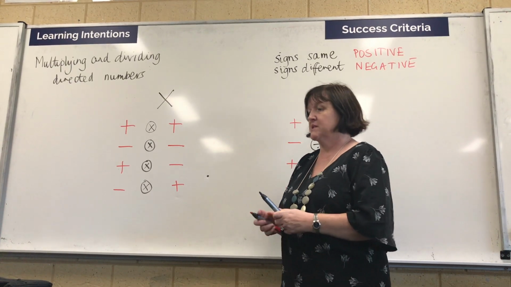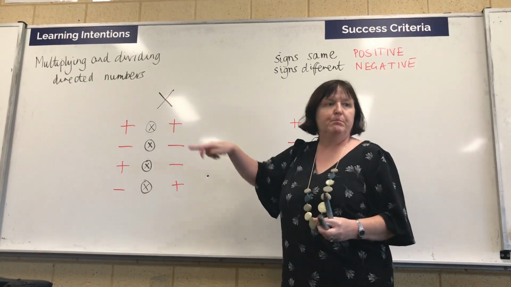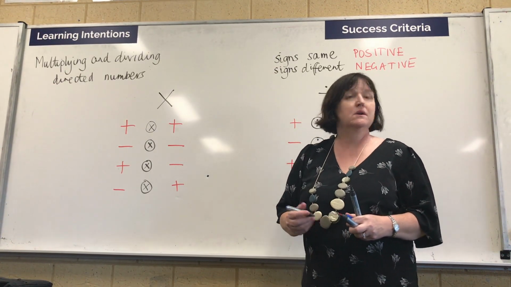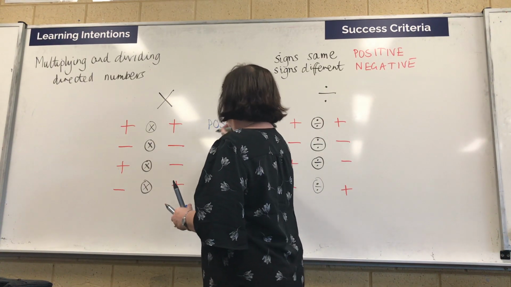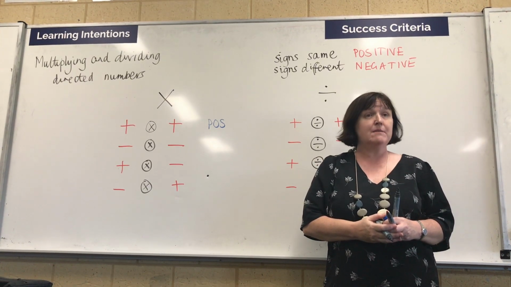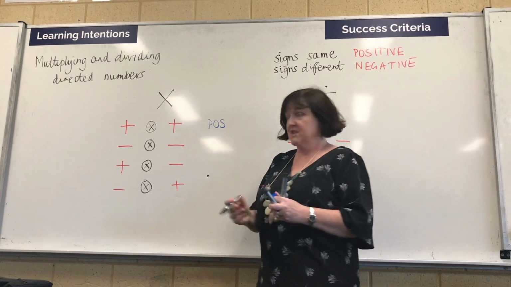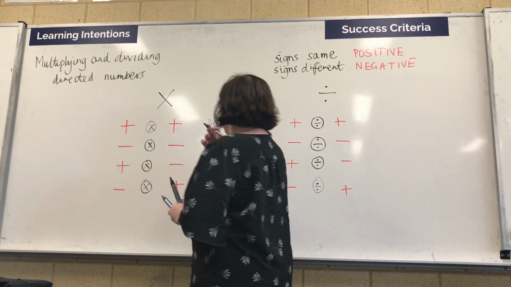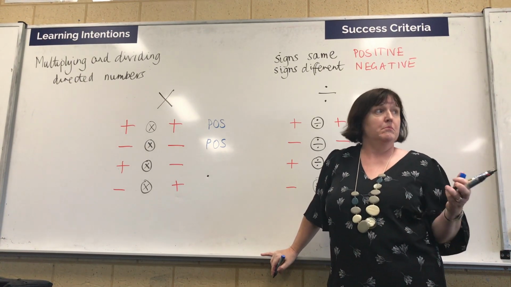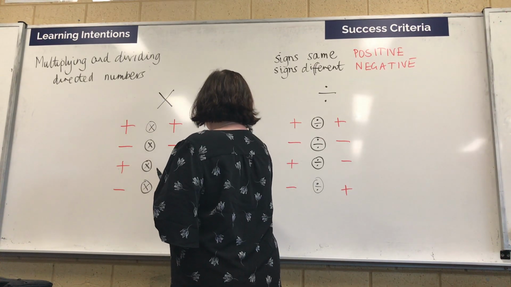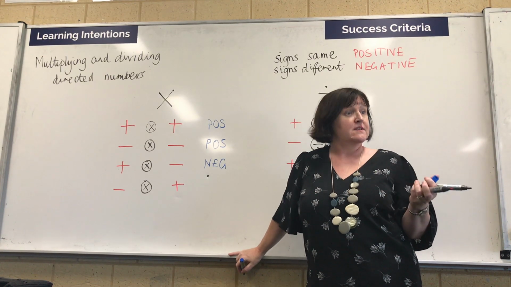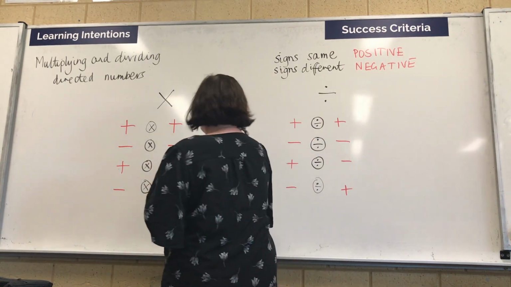It's pretty easy, really, because we know what we've got to do. Positive and positive. The same or different? Same. So what's the answer going to be? Positive. Negative times a negative. Same or different? Same. So positive or negative? Positive. Positive times negative. Same or different? Different. Negative. That's right. Negative times positive. Same or different? Different. So the answer's going to be negative. That's right.